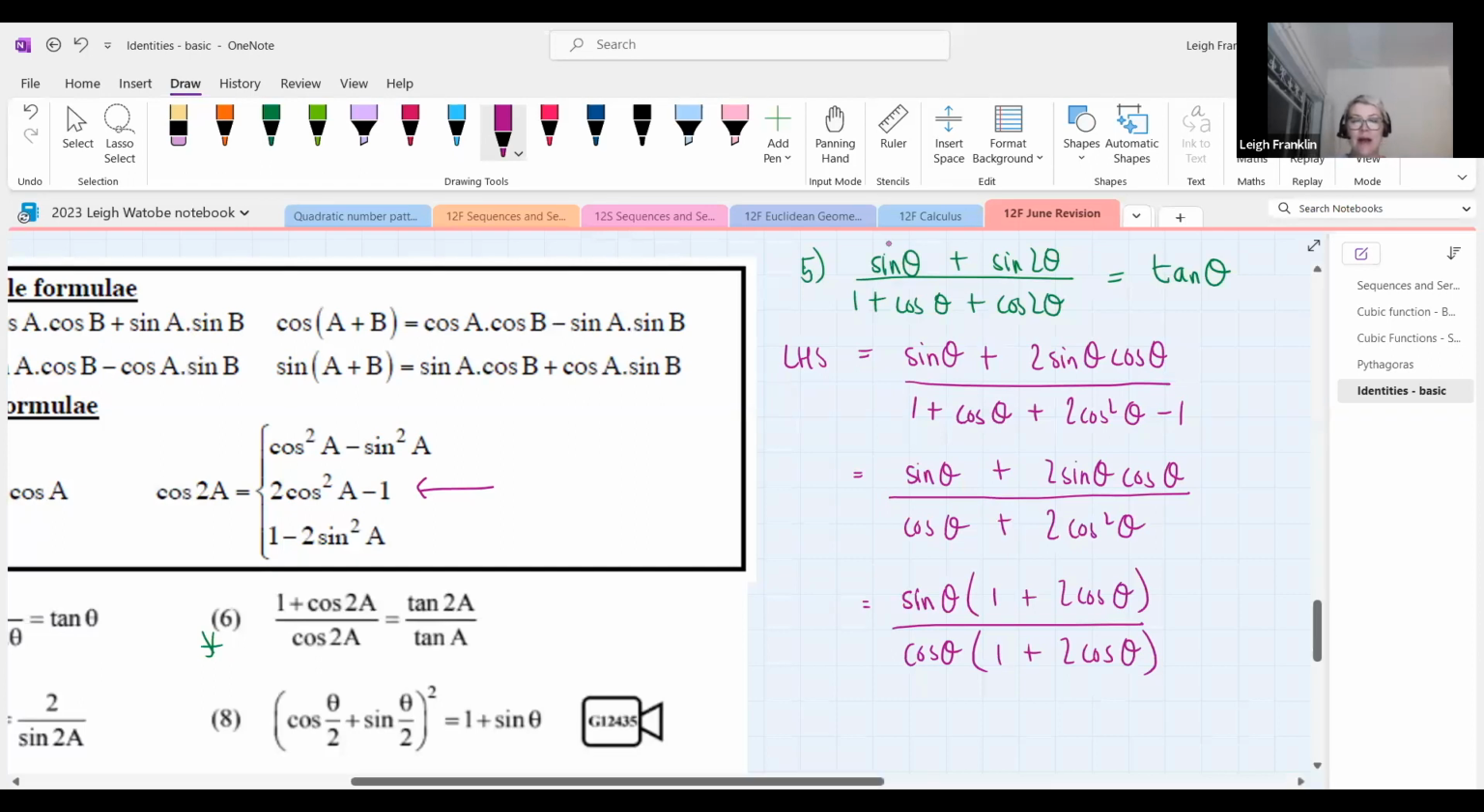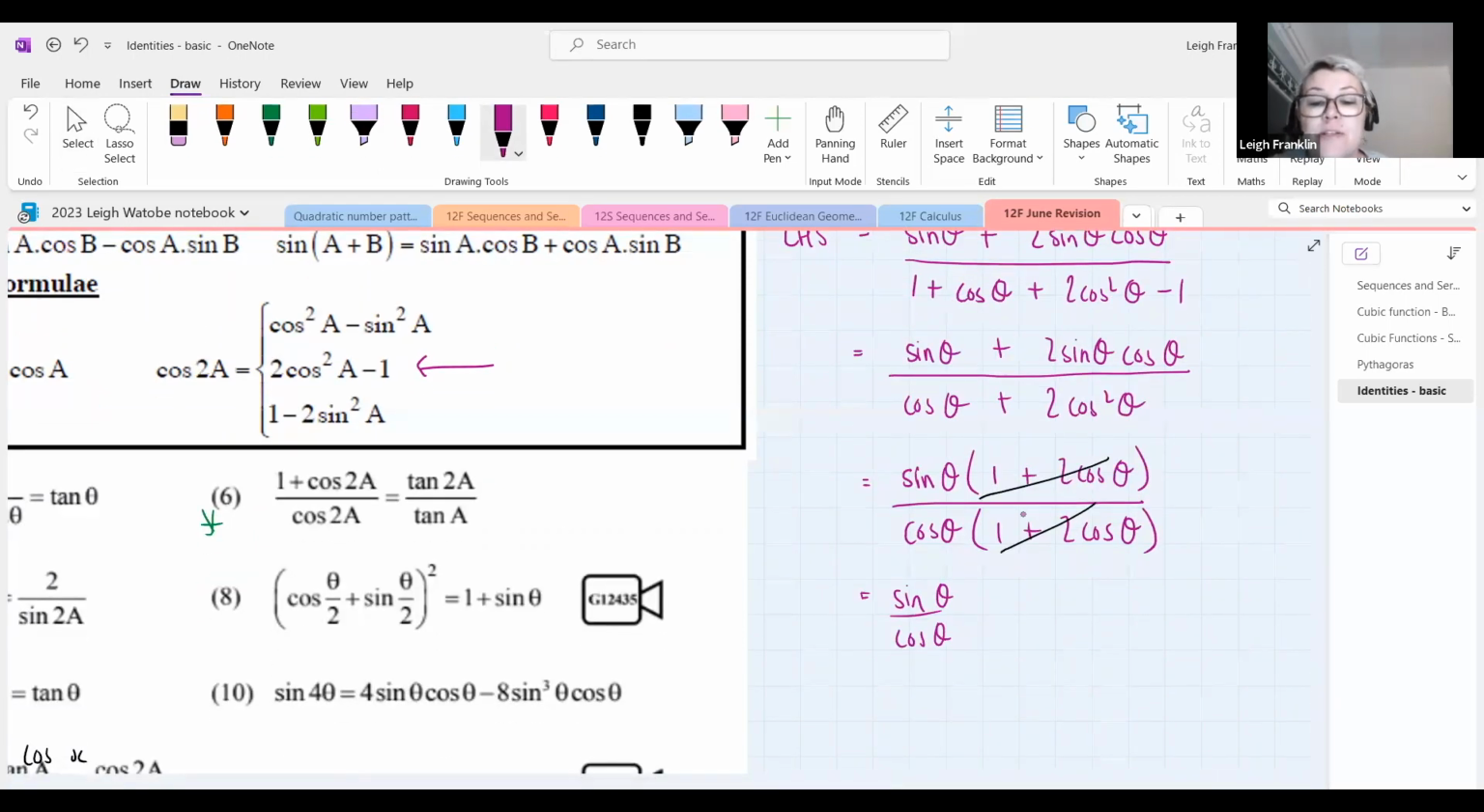All right, so we're going to take out a highest common factor. So now you can see the factorizing coming into play. We're going to factorize the numerator by taking out sine theta, factorize the denominator by taking out cos theta. And now that we have factorized, again, we can cancel something at the top with something at the bottom. We end up with sine theta over cos theta. And we know that that is equal to tan theta. Okay, and it equals the right-hand side.